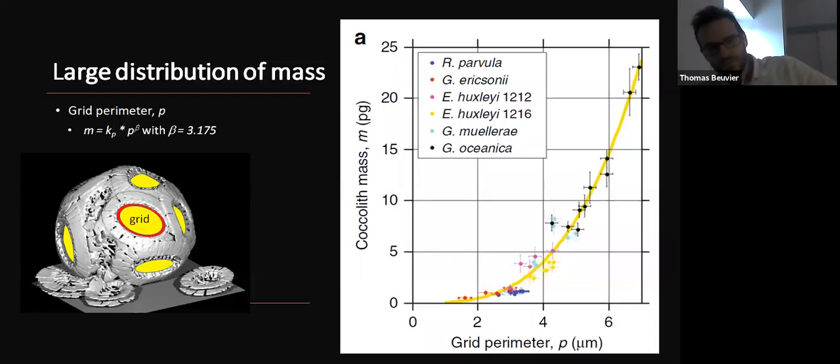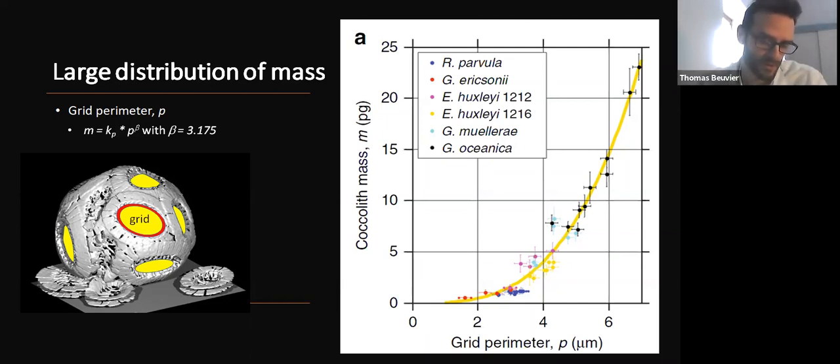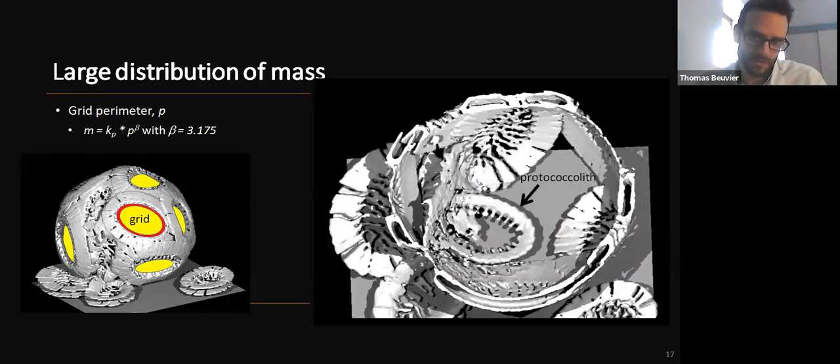And we plot the mass of each coccolith as a function of this grid parameter, and we see that there is a positive correlation between these 2 parameters. Why we take care of this parameter is because when we look inside the cell, at the protococcolith formation, the formation begins with this region, with this ring.